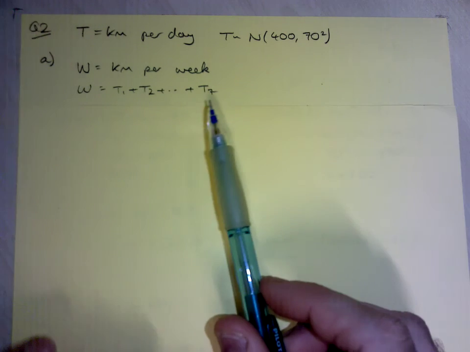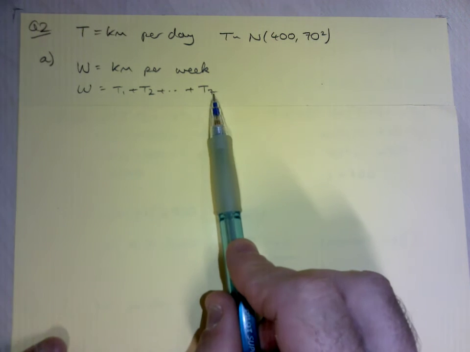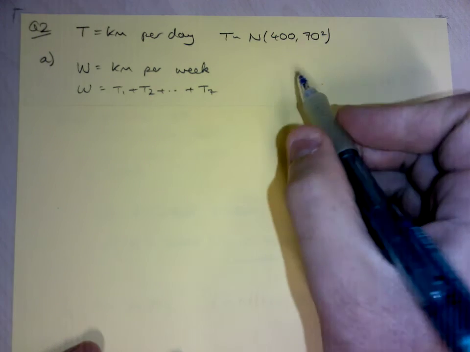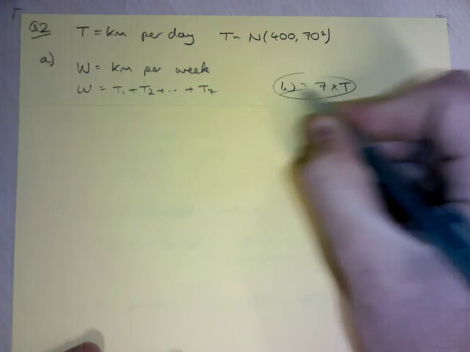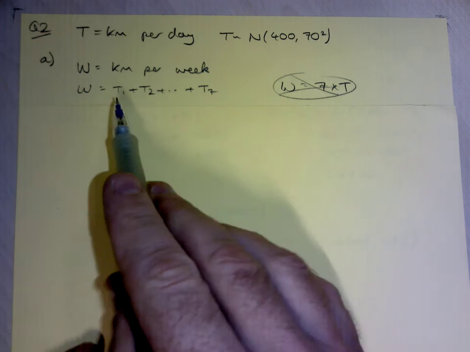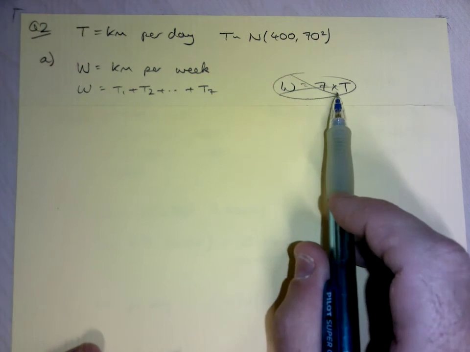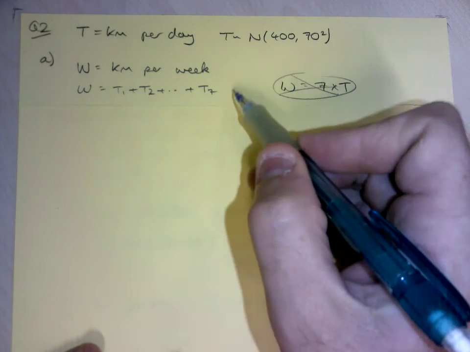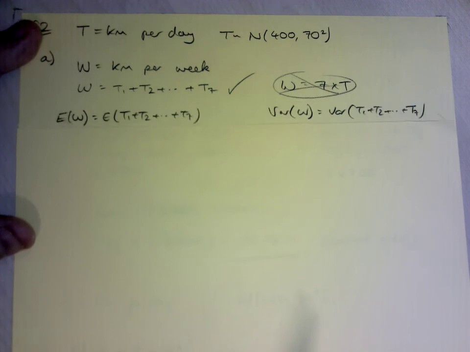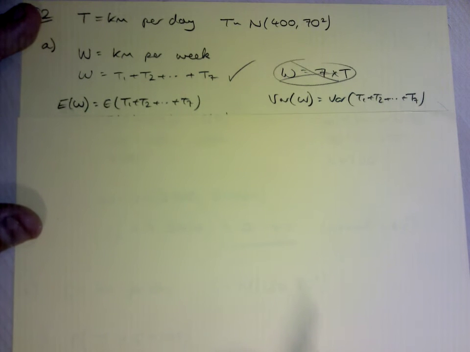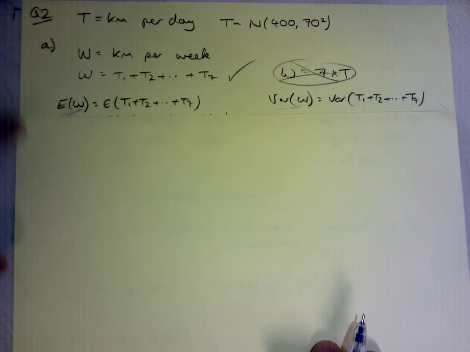Now the weekly kilometres comes from the kilometres day 1 plus the kilometres day 2 plus so on. The important thing here is that this is very different to 7 lots of T. That is not correct here. What you're doing is adding up 7 separate observations of T. You're not taking one value of T and multiplying it by 7. So that is key to this particular question. Once you've got that, it's then relatively straightforward to work out the mean and the variance of that particular variable.